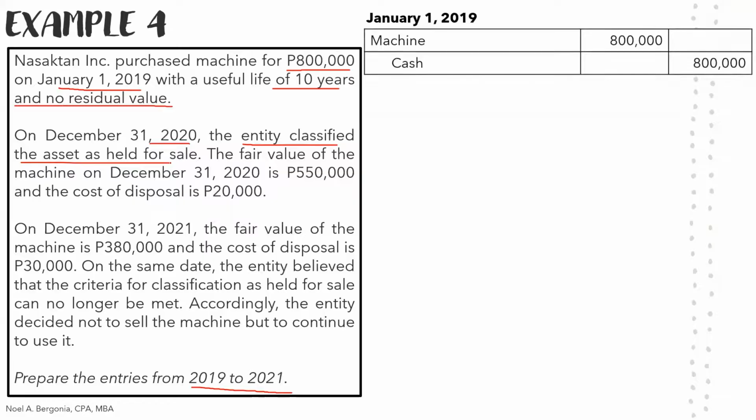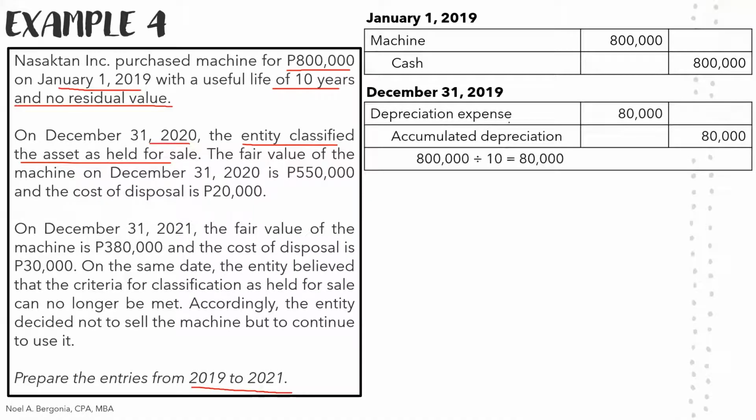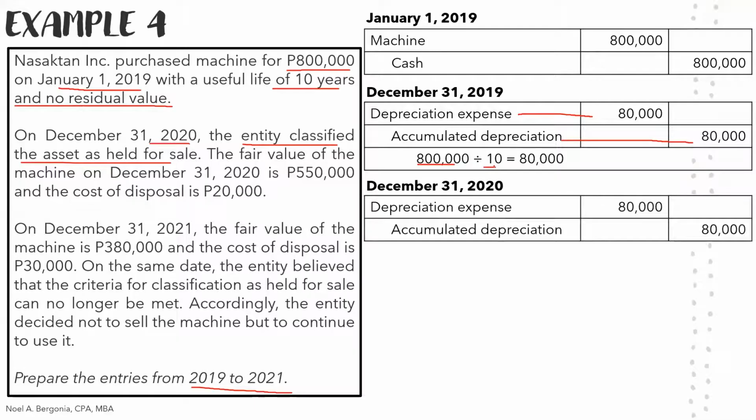So entryhan muna natin on January 1, 2019. So debit machine, credit cash. So that's the initial recognition. And then on December 31, 2019, we just simply debit depreciation expense, credit accumulated depreciation, 80,000. So that's the cost divided by the useful life. So 80,000 ang depreciation for year. And then on December 31, 2020, bago tayo mag-reclassify, we depreciate it muna, no? Kasi naka 1 year din siya. So debit depreciation expense, credit accumulated depreciation, 80,000.